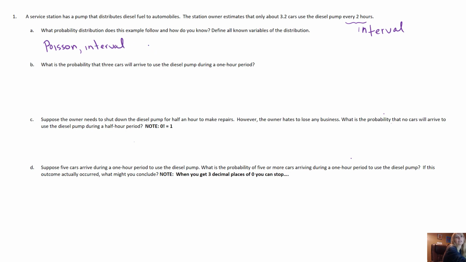And then it says define all the known variables. Well, if you remember, a Poisson distribution has lambda, which is the average, and in this case it's 3.2 cars per every 2 hours. And you could even say we're going to have a random variable of the number of cars, because that's what we're interested in. All right, so it says, what is the probability that exactly 3 cars arrive?